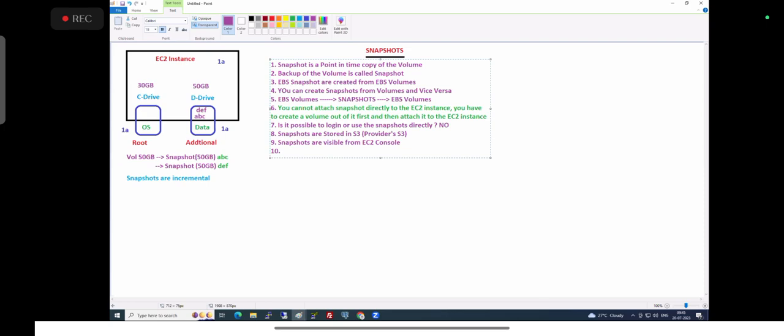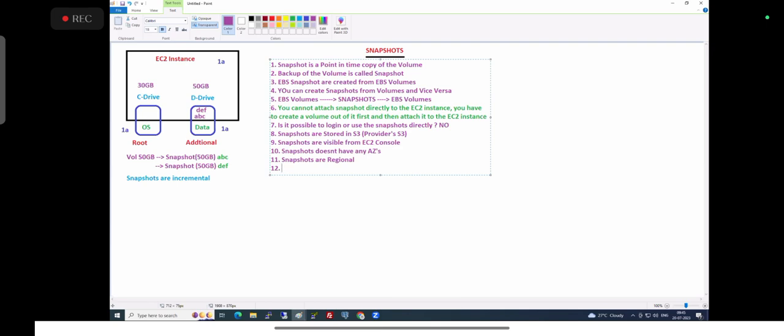Does the snapshot have availability zones? No. Snapshot doesn't have any availability zones. Snapshots are regional or global? Snapshots are regional.